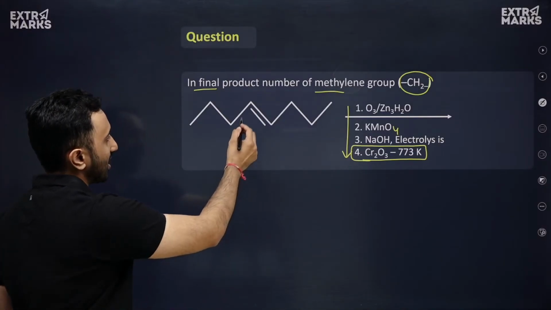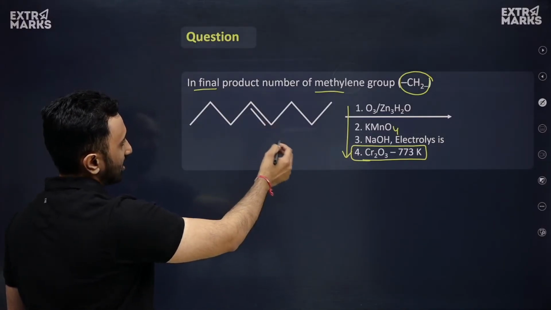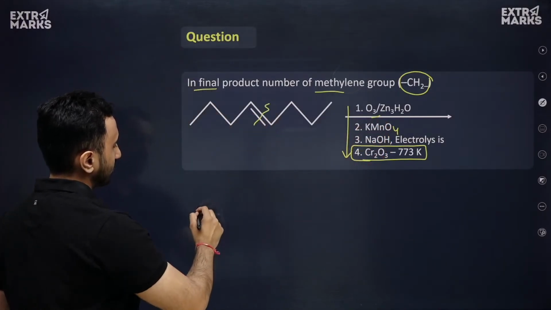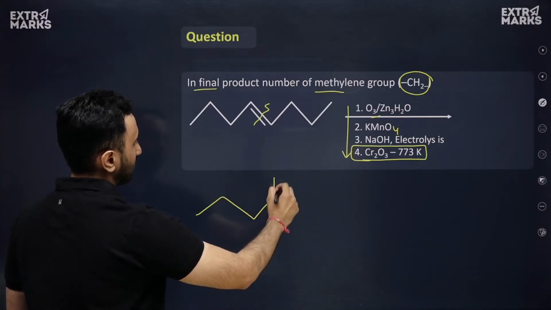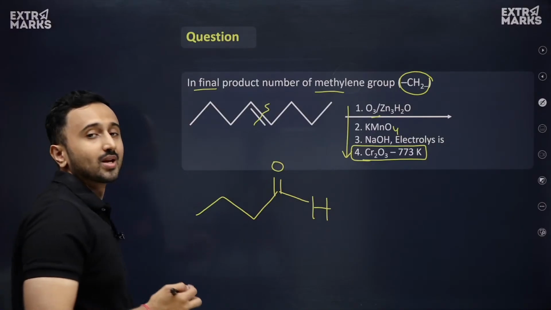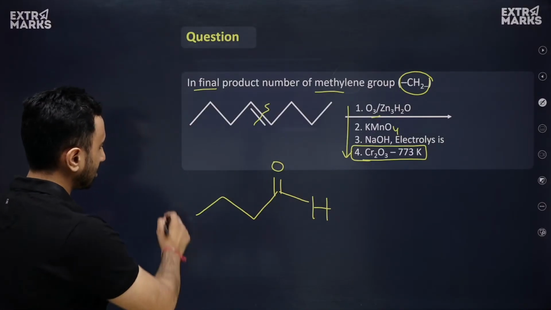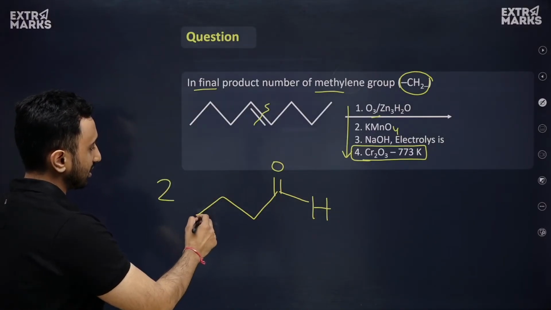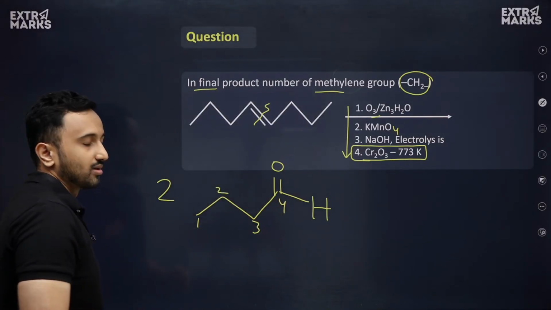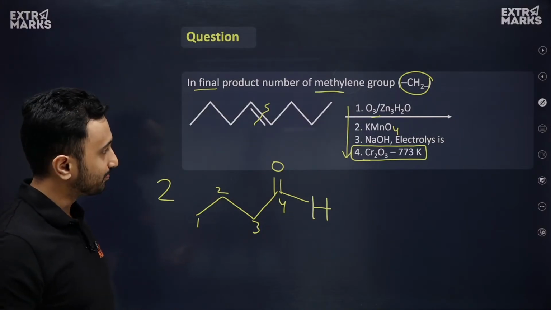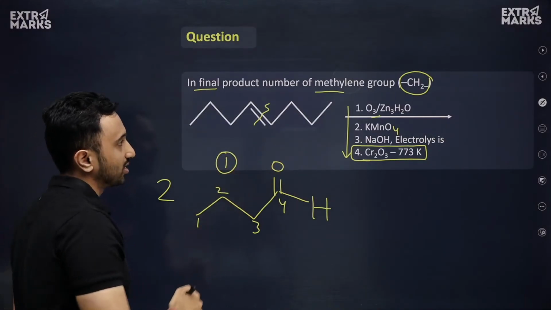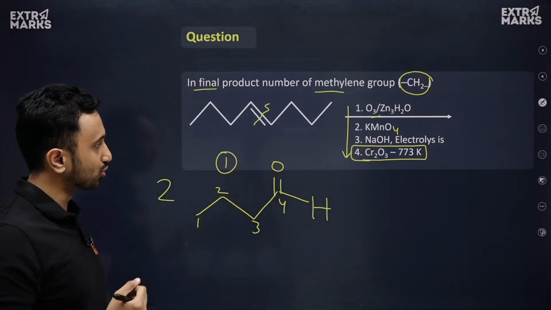Okay, so we have this compound, a very simple compound. First we are doing ozonolysis. You can break this double bond, and you will get this one, double bond O. As this compound is symmetric, you will get 2 compounds like this, which will contain 1, 2, 3, 4 carbon atoms, right? Aldehyde. So this is the first compound that you will get after the first step, after ozonolysis.